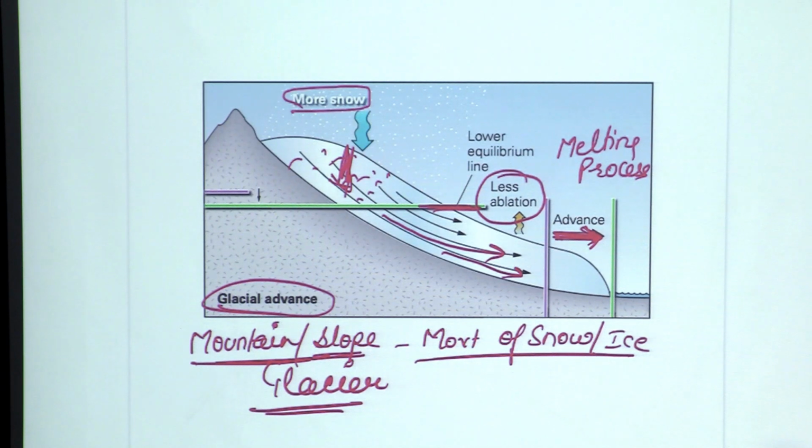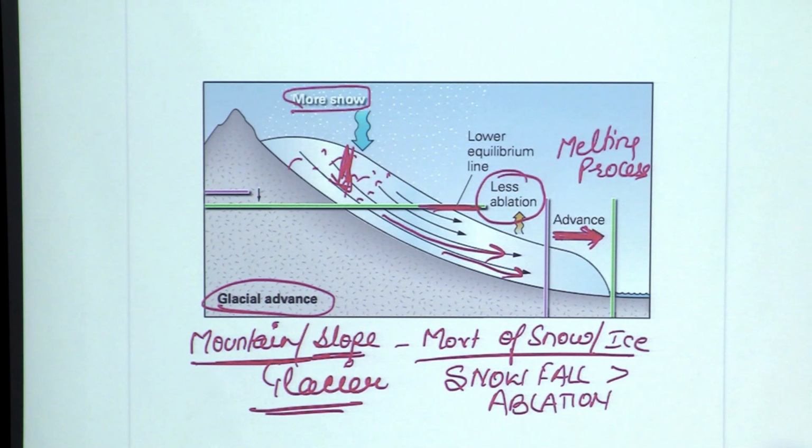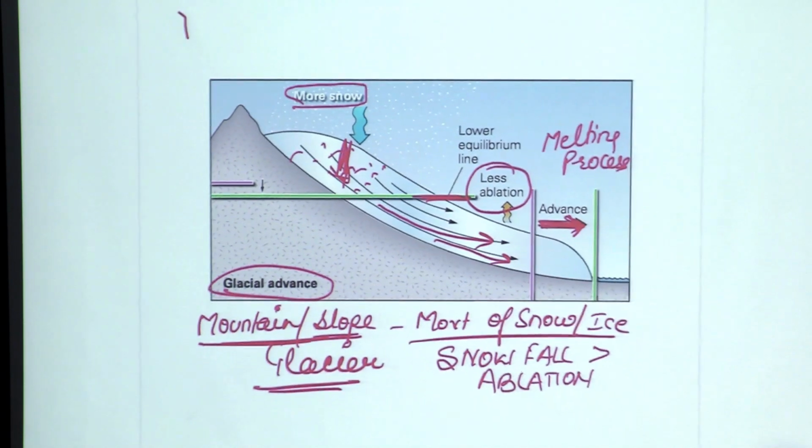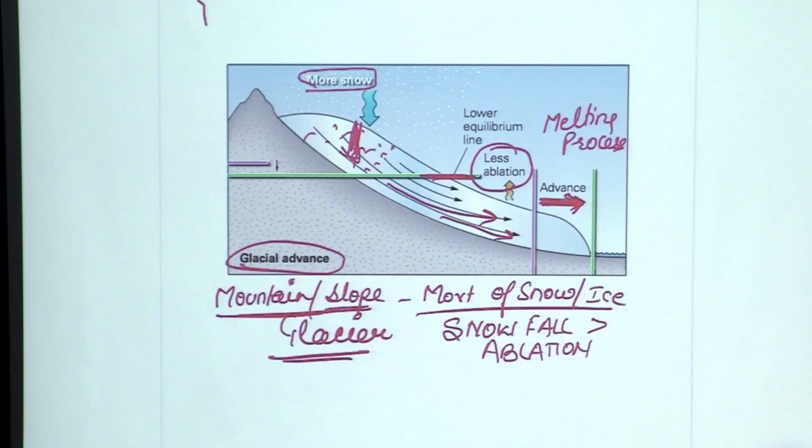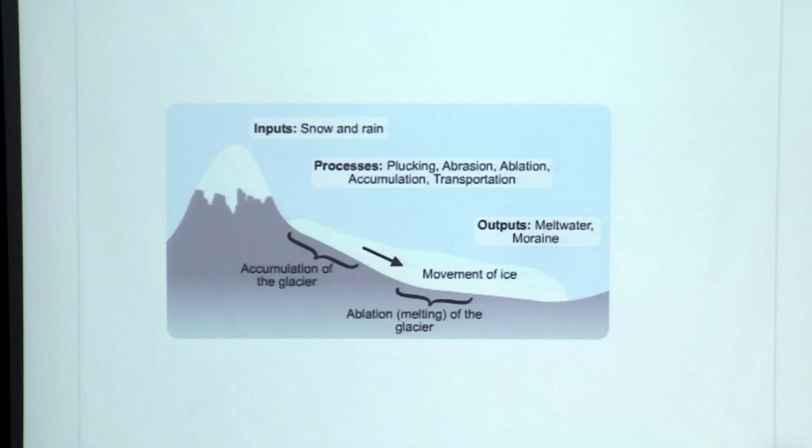So, glacier correlates with the areas which have higher availability in terms of precipitation compared to melting. So, I am writing snowfall is greater than ablation. Automatically what will happen? There will be thicker mass of snow and ice, and that will facilitate the gravity transfer, generating glacier. So, what is the way the glacier marks up its genesis? Input is snow and rain. This will be my snow field.